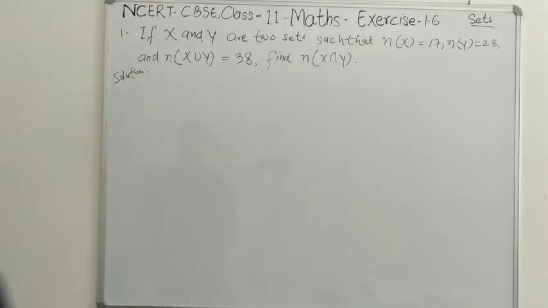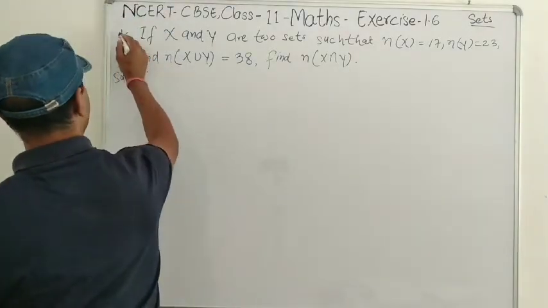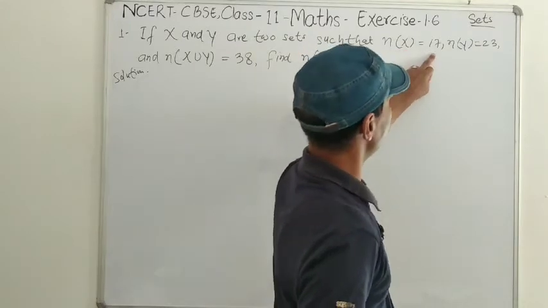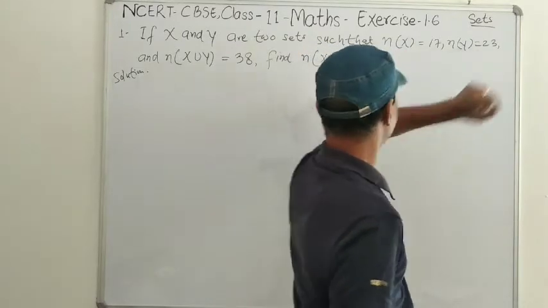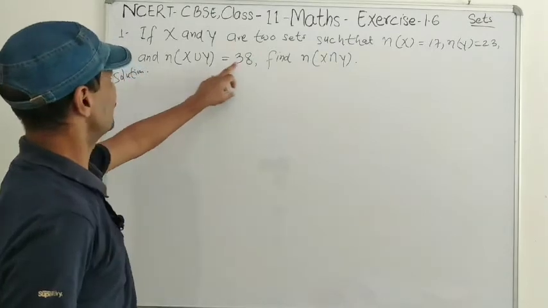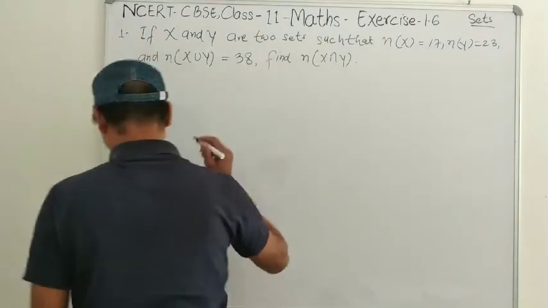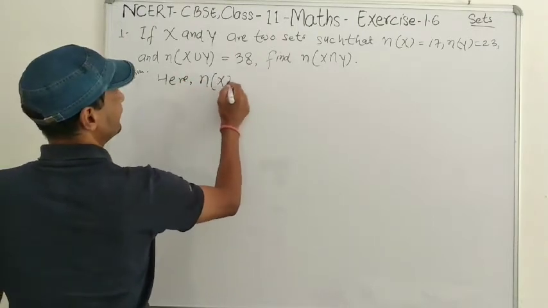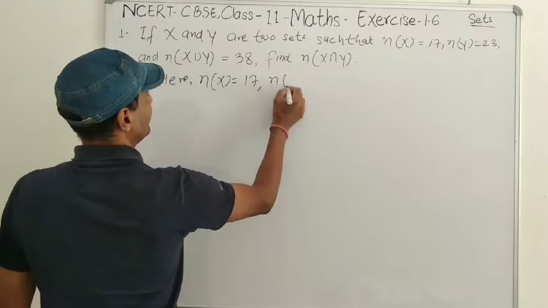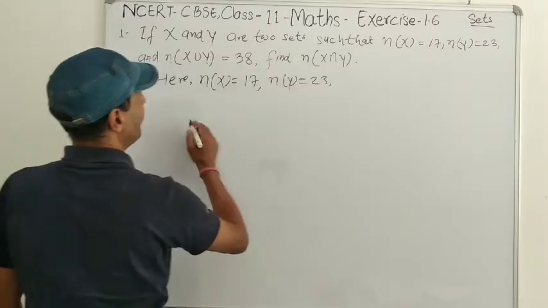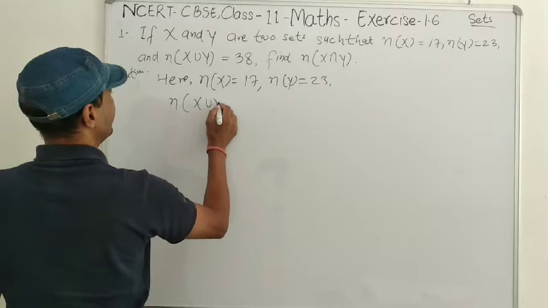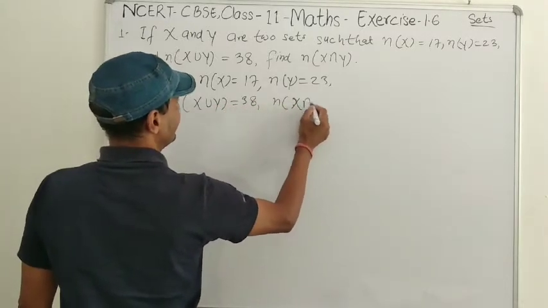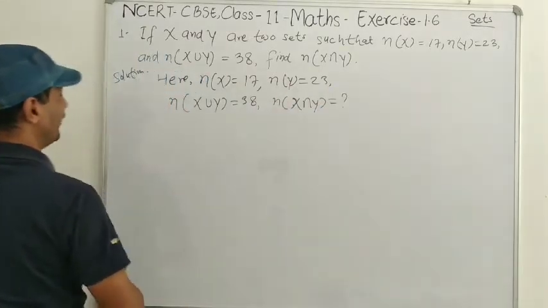See question number 1. If X and Y are two sets such that n(X) equal to 17, that means the number of elements in set X is 17, the number of elements in set Y is 23, and n(X union Y) is equal to 38, find n(X intersection Y). So in the solution, what do we write here? n(X) equal to 17, n(Y) is equal to 23, n(X union Y) equal to 38, and n(X intersection Y) is to be found out.